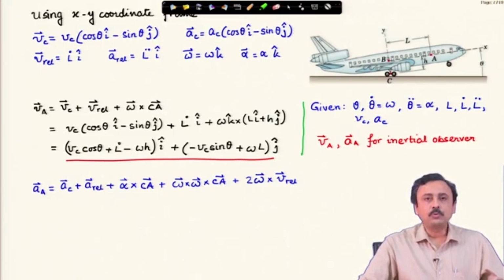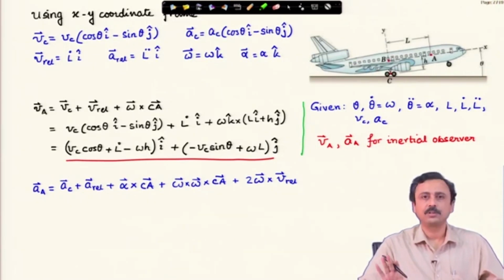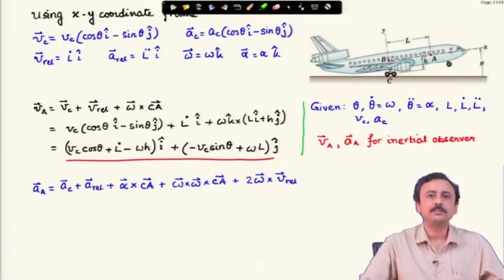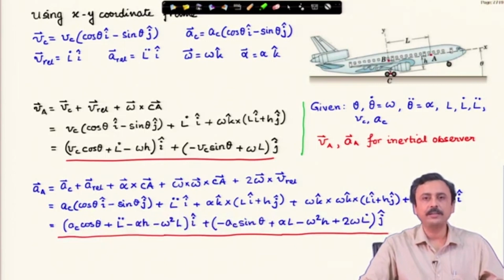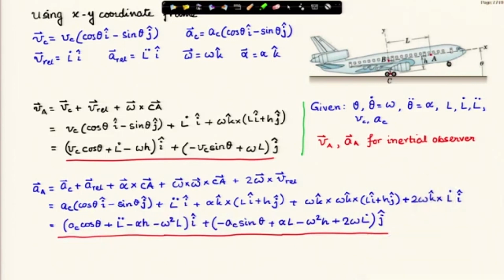Next, we move to the acceleration. This is the master equation. AREL, because the person is walking in a straight path, has only one component, it is along the x axis, and that is what we have written out, L double dot I cap. Just plug in all these expressions and simplify, and that is going to be the expression of acceleration of the person A as seen by an inertial observer. So, I will leave it to you to check out the details.